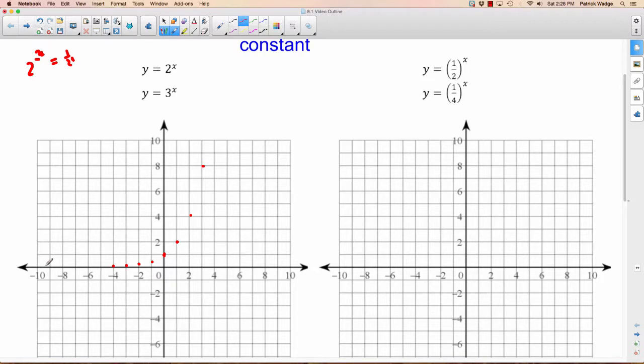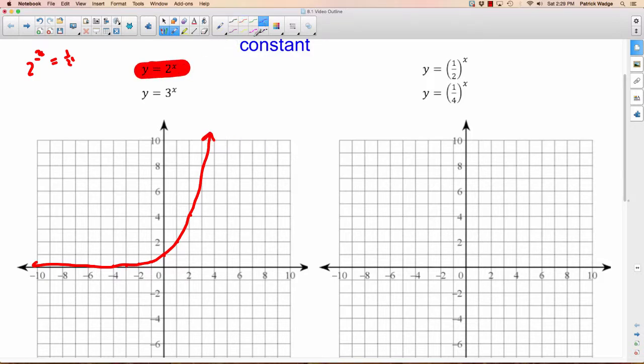And you can see what it's doing. It's getting closer and closer to the x-axis, but it's never actually going to get there. Even at negative 10, it'd be 2 to the negative 10. It's 1 over 2 to the 10th. It's some very, very small amount, but it never actually gets there. So we have an asymptote at the x-axis. So that was this one, y equals 2 to the x.